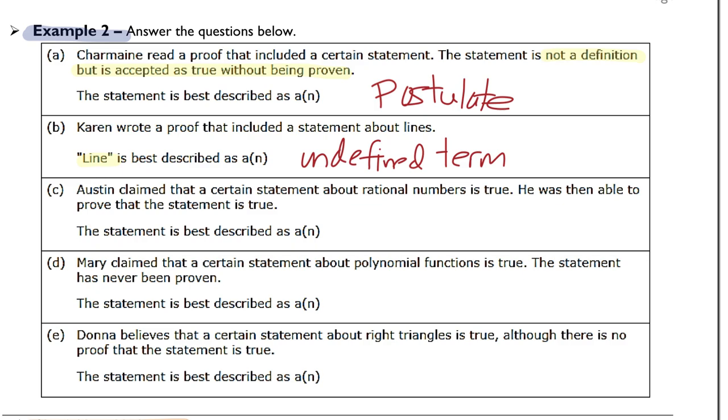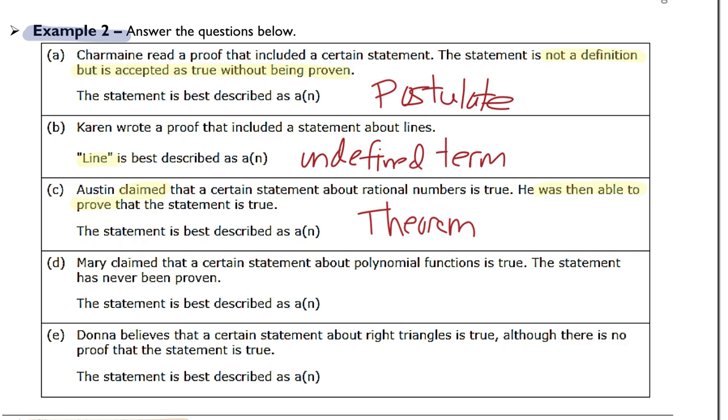So let's go ahead and write about this next one. So Austin claimed that a certain statement about rational numbers is true. So he's claiming that it's true. Then he was able to actually prove that claim. So it's a conjecture when he claims it, and then when they prove it, it is then a theorem. So once you prove a conjecture, that's called a theorem.